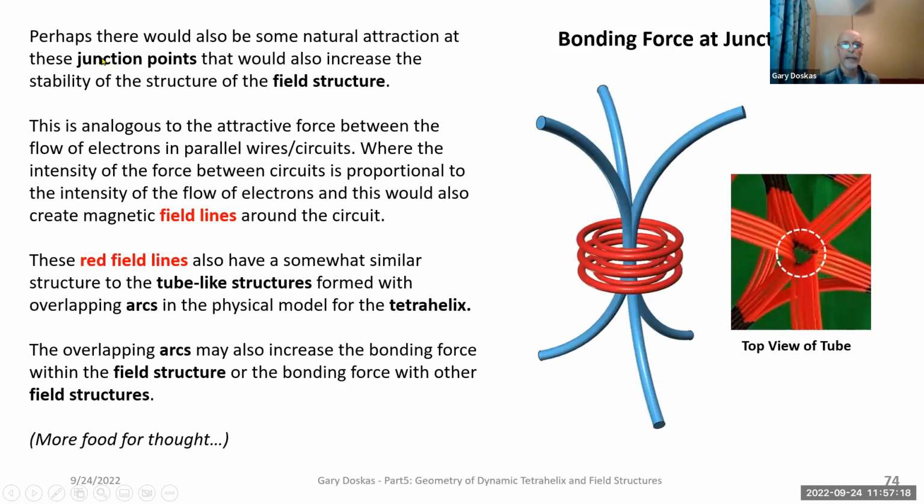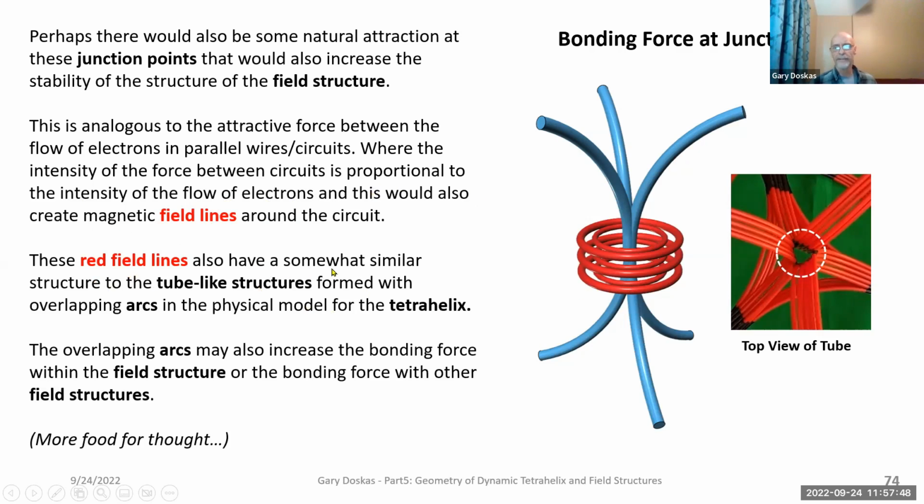Another idea that came to mind is there might be some natural attraction at these junction points that would increase the stability of the structure within a field structure. And this is sort of analogous to the attractive force between the flow of electrons in parallel wires or circuits, where the intensity of the force between these circuits is proportional to the intensity of the flow of electrons that would allow and create these magnetic field lines around the circuit.